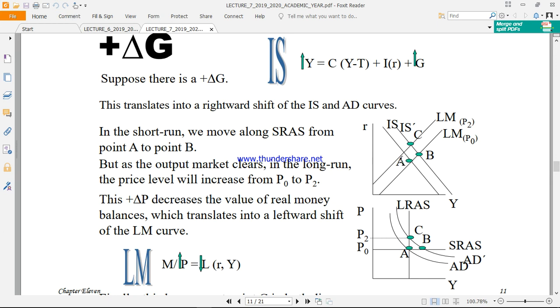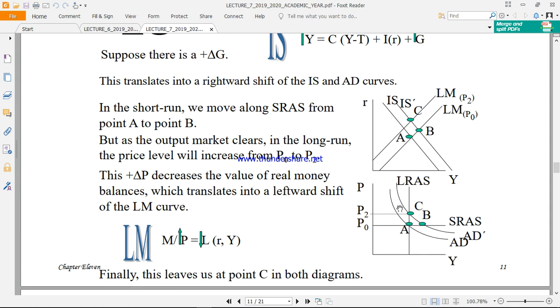This is what we're saying in the short run. Now let's combine this ISLM curve with the short run and the long run demand and supply.